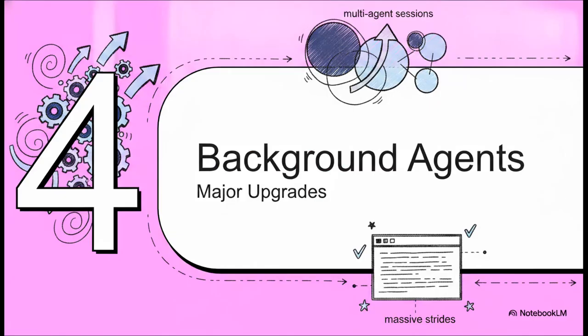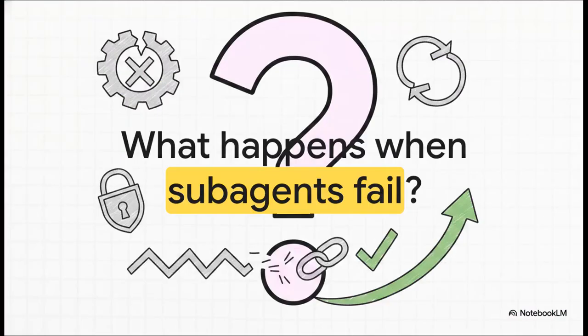Section 4. Upgrading background agents. So, multi-agent sessions are incredibly powerful, right? But they need to be good citizens in your terminal. I want you to think about this question. What actually happens when sub-agents fail? In older versions, you probably remember the friction of an agent hitting an error, spinning into an infinite loop, or just automatically denying permission requests it couldn't handle. It blocked your progress and basically forced a restart.